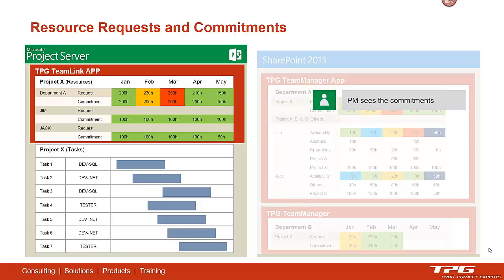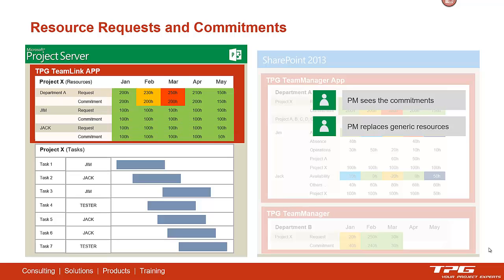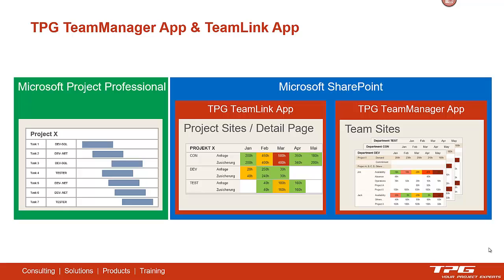So, and now the project manager can replace generic resources by the given resources from the team, which then come up with a gap in February and March where we have to talk, so that we can find a solution for these two months to fulfill the work in the project plan. Maybe hire people or ask another team or whatever. So for this approach we have two different solutions. One is Team Link app and Team Manager app are existing in Microsoft SharePoint.